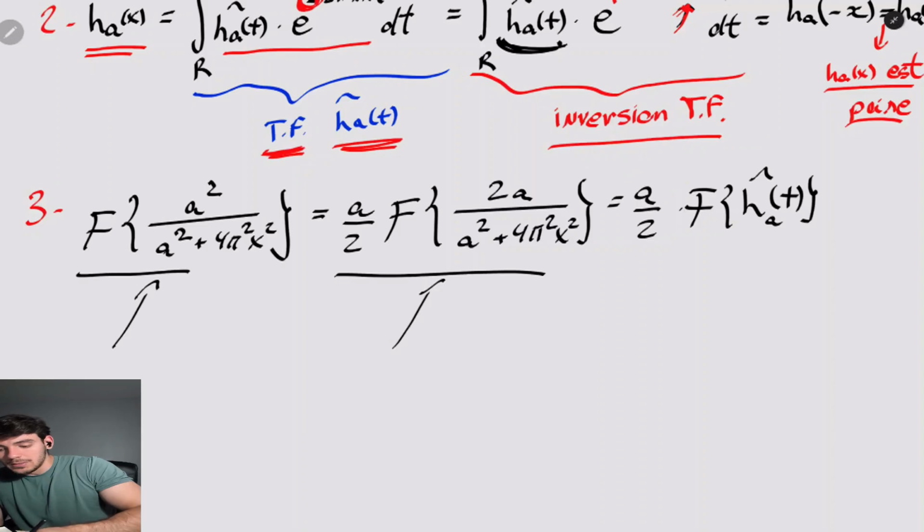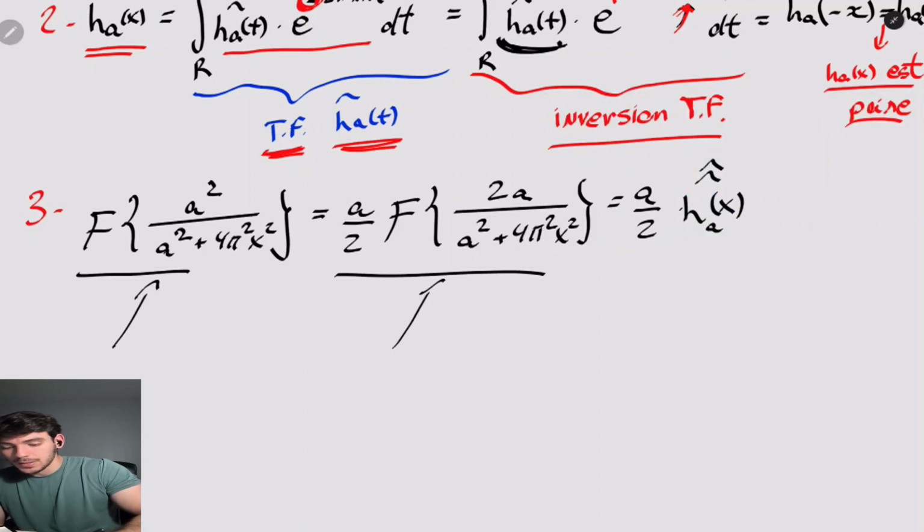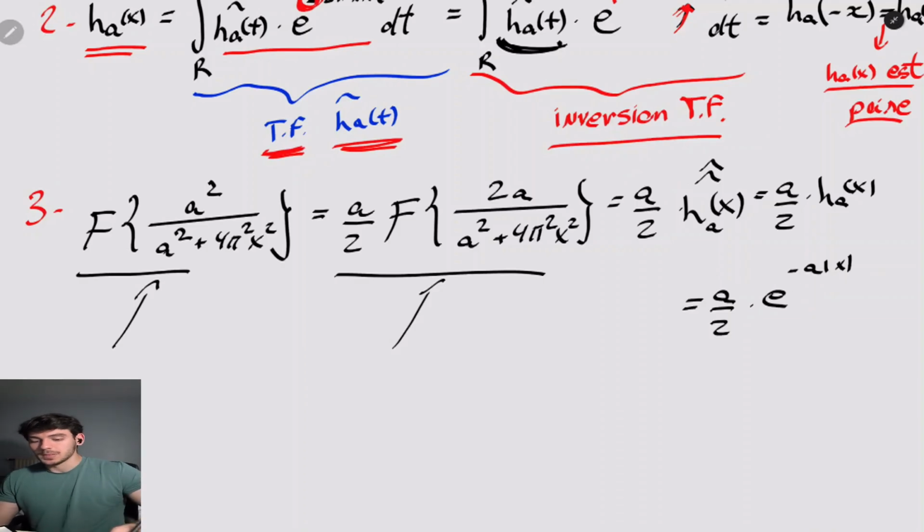Okay, so now we'll have a double hat. So a double hat. And we've proved in the previous question that this is equal to a divided by 2 and just the value of the function on the variable x, okay? And that's simply a divided by 2 times exponential of minus a modulus of x. All right, so we've solved based on the results that we found on the previous question.